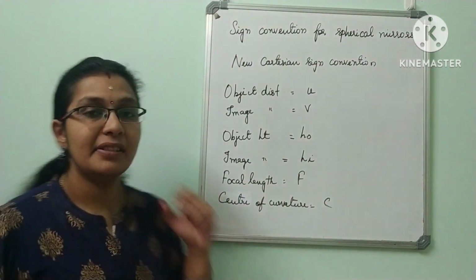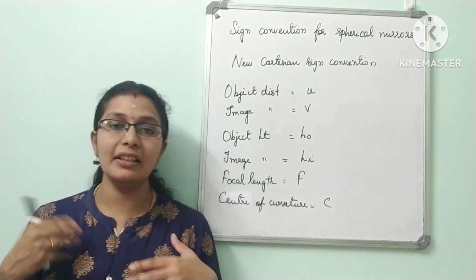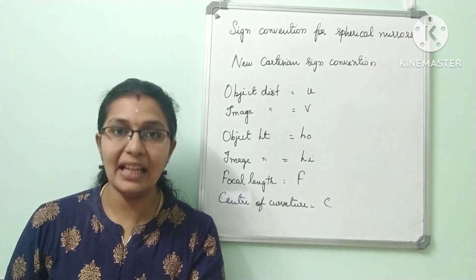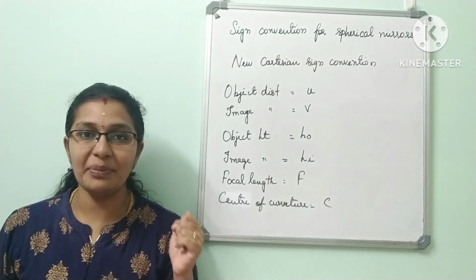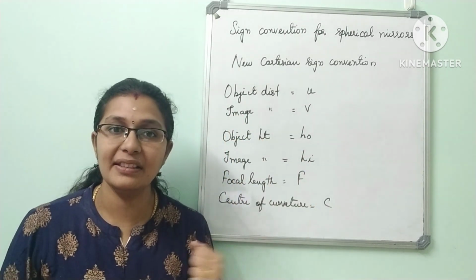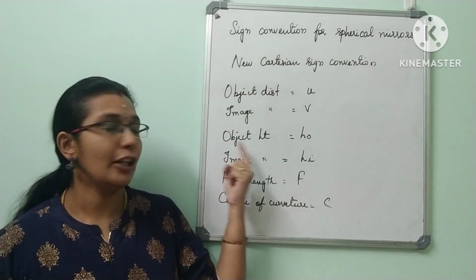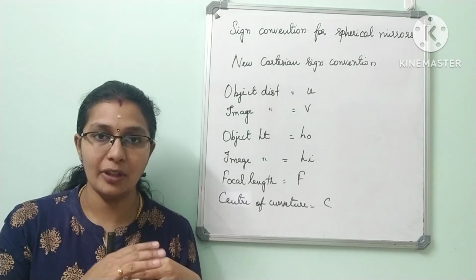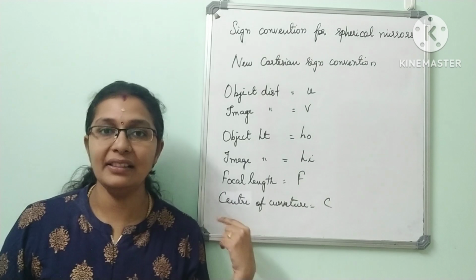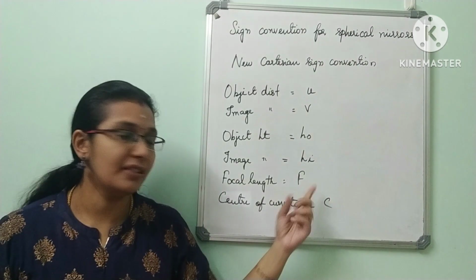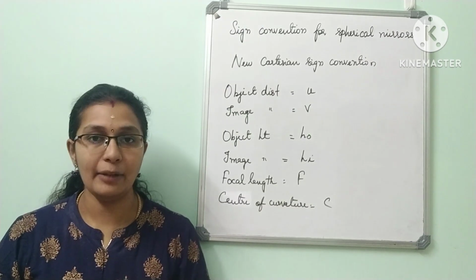Object distance is nothing but the position at which the object is placed from the pole. We will consider the pole as the origin, okay? From there, the distance at which the object is placed is the object distance, denoted by the letter U. Next is image distance, which is the distance of the image from the pole. Then object height is the height of the object, and image height is the height of the image formed. Focal length and center of curvature you already know, denoted by F and C respectively. Now we will see for a concave mirror, okay?